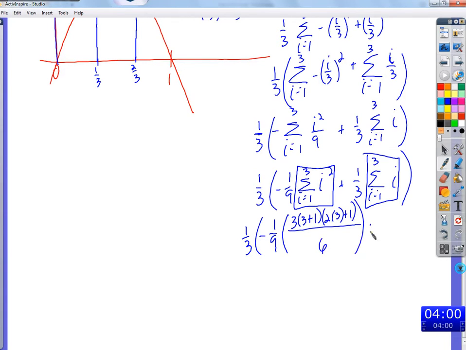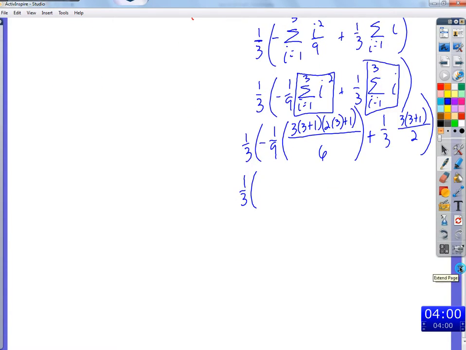Plus this one, 1/3. This formula is n times n plus 1 over 2. 3 times 3 plus 1 over 2. And this 1/3 is way out there in front. Okay, and this might look messy, but if it's helping you not have to add up 20 terms, it's certainly a lot easier than adding up 20 terms.